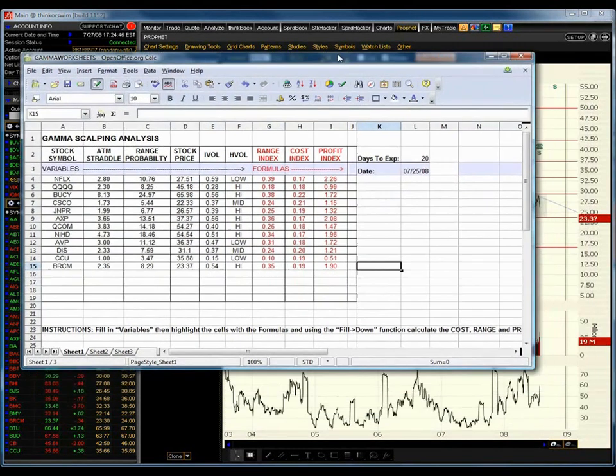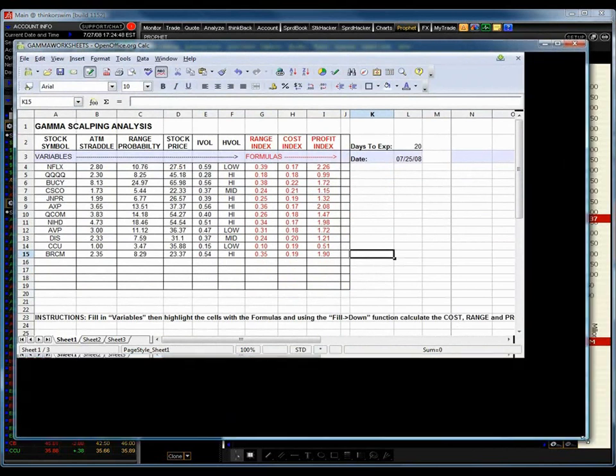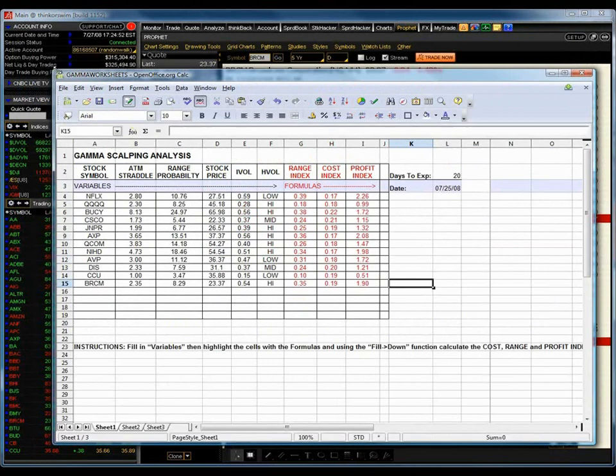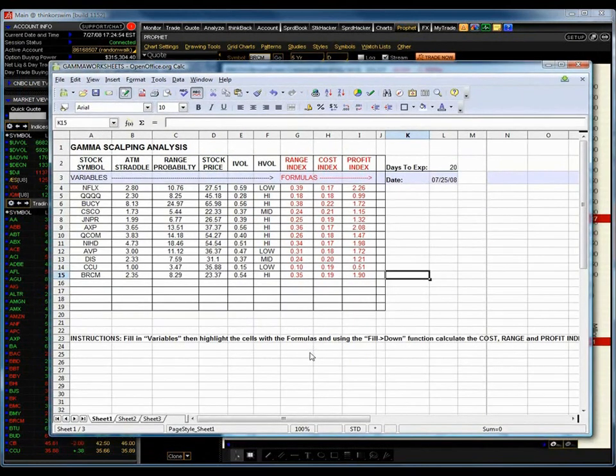Okay, now let's take a look at this a little bit closer. Now that we've done our analysis, this helps us objectify the stock that we should be using for our gamma scalping activities. Let's take a look at each one based on its profit index. Netflix, based on the profit index.